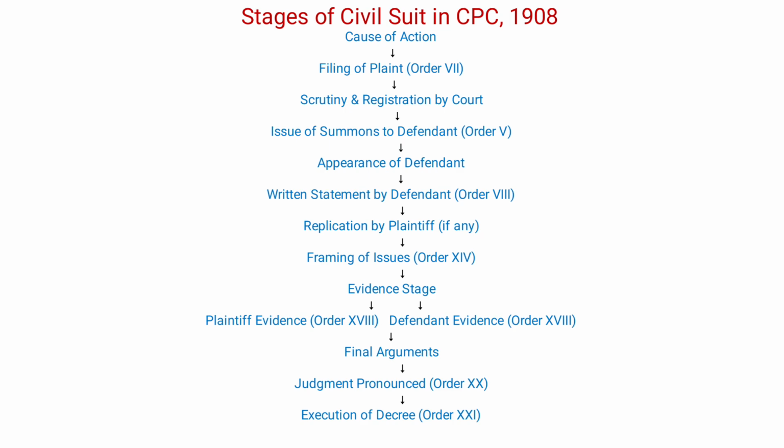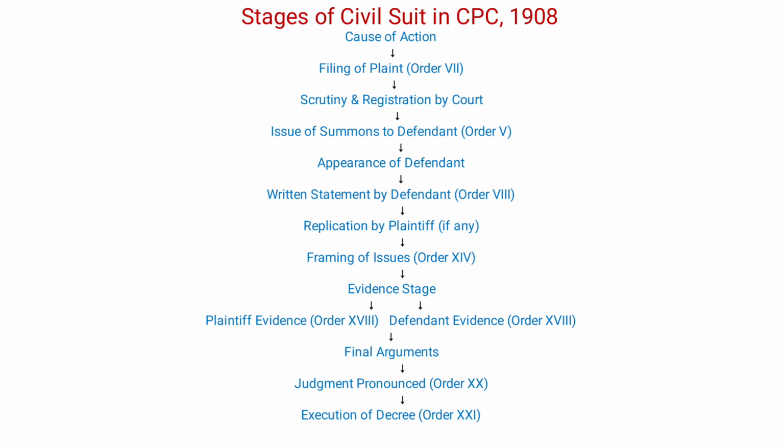Next step is scrutiny and registration by court. After filing a plaint in civil court by the plaintiff, the court will not directly accept it. Our plaint will undergo scrutiny. The court checks jurisdiction, which is very important, whether proper court fees are paid, and maintainability. If all are correct, then only the plaint will get admitted by the court.